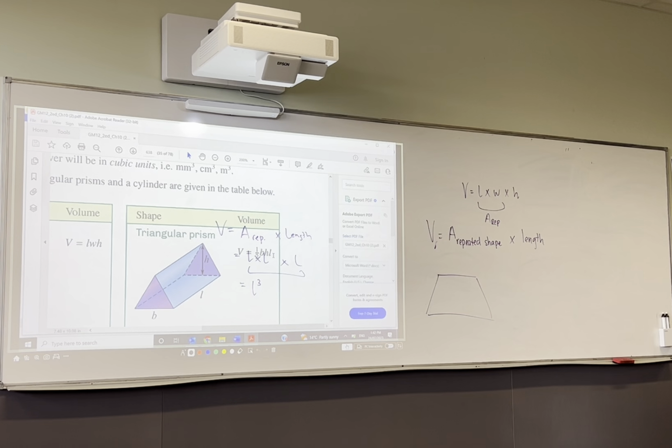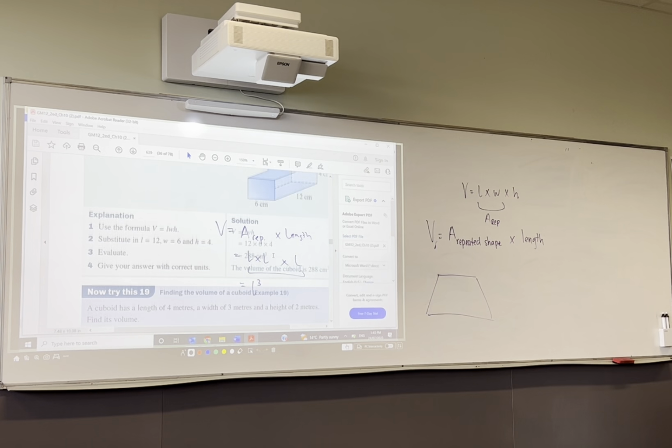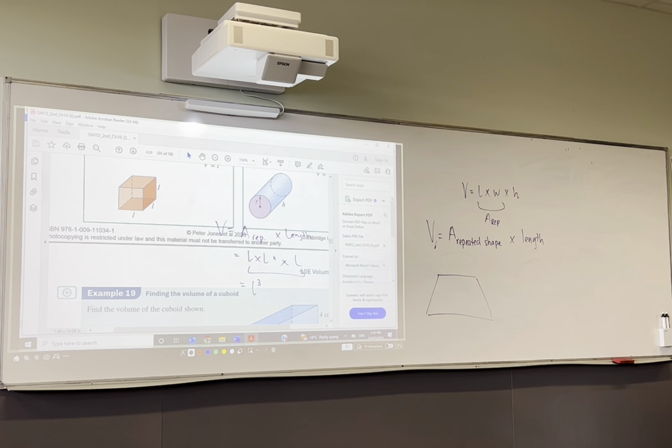Because it's low. Someone might also say, what else? There's already a height, that's why they used L. They don't want you to get mixed up. Okay, so after that, you just substitute your values in.